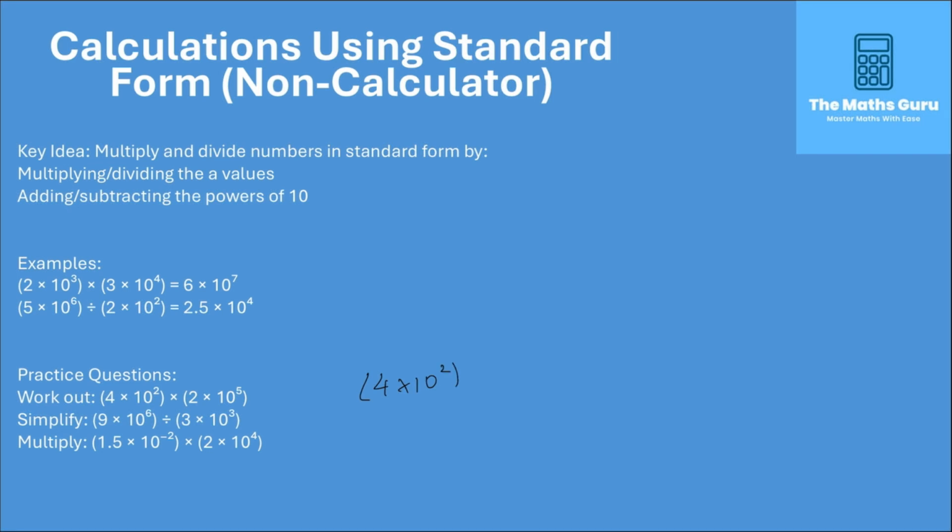Times 2 times 10 to the 5. 4 times 2 gives us 8. The bases are the same, so we add the powers and get 7.